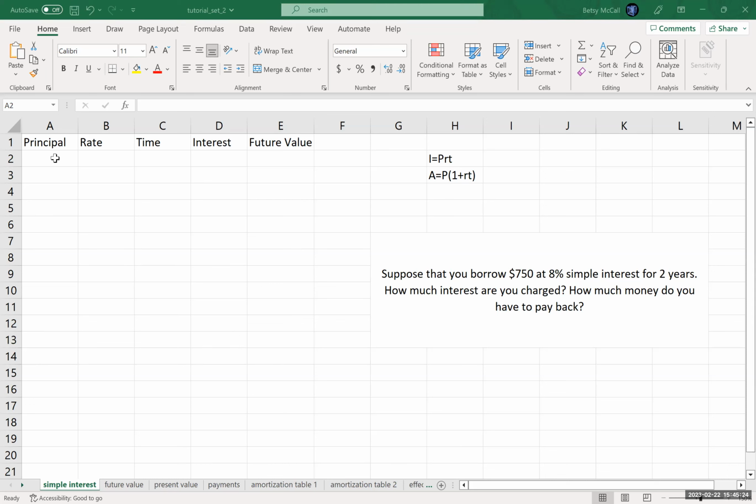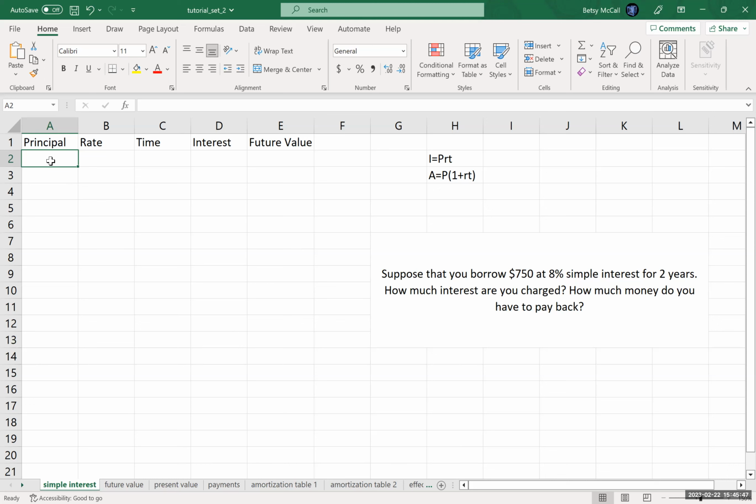All right, so here we have an example problem. Suppose that you borrow $750 at 8% simple interest for 2 years. How much interest are you charged? And then after that, we want to find out how much money do you have to pay back. So I've set up a table here with everything properly labeled so that it's very easy to follow.